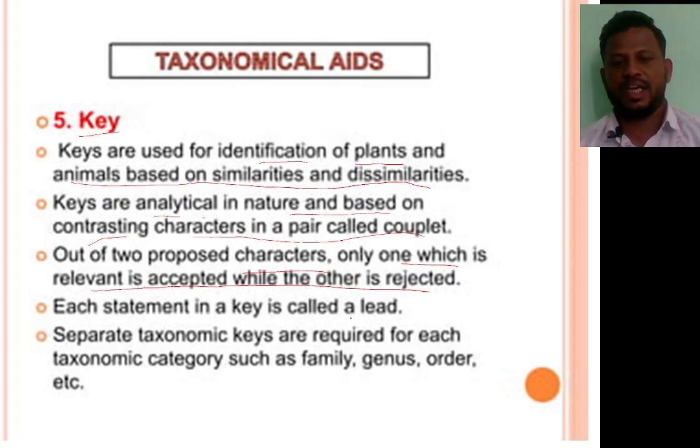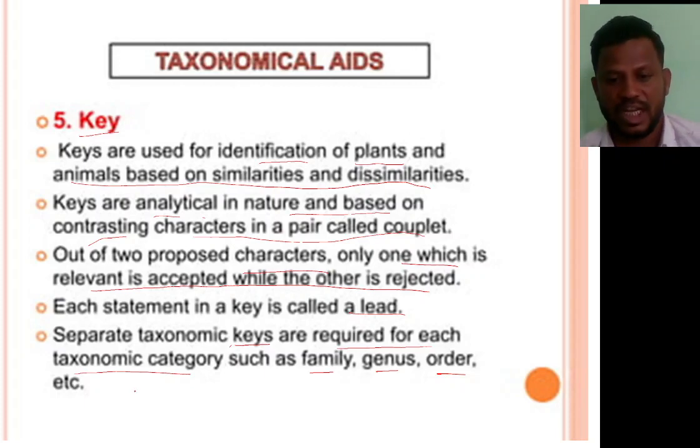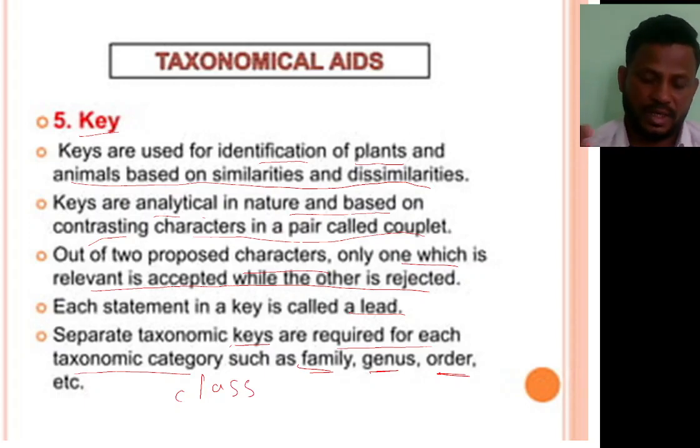Each statement in a key is a lead. Every point is very important in nomenclature. A separate taxonomic key is required for each taxonomic category, such as family, genus, and order. Every separate taxonomic key is required to categorize animals into families, genera, and orders. Are you getting my point? Every piece of information is very important to name the organisms present in the environment, in the forest, or on the earth. All the keys are used to categorize animals into family, genus, order, class, or phylum. Everywhere we use these taxonomic keys.